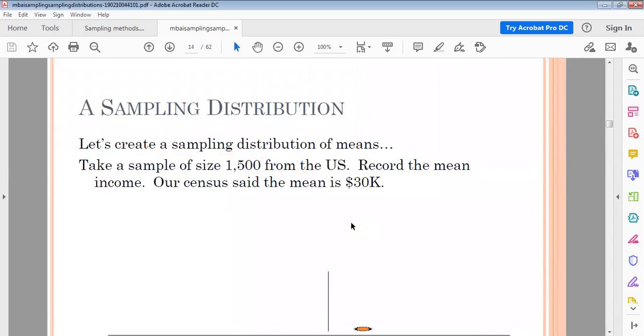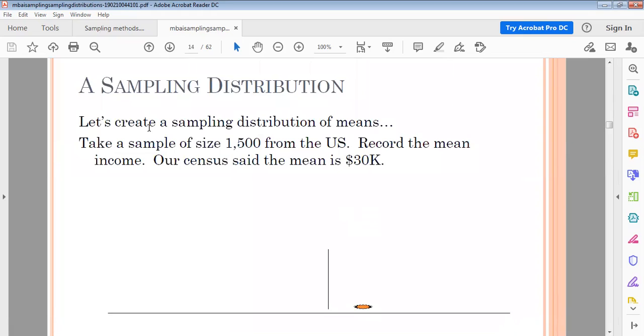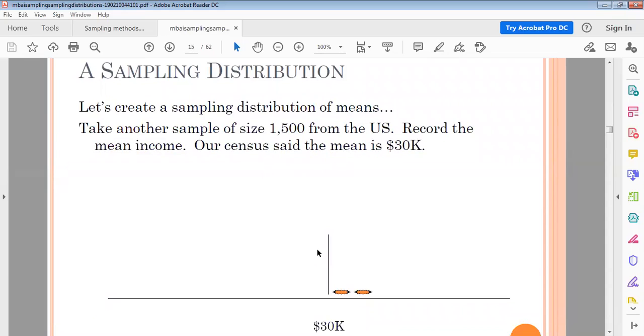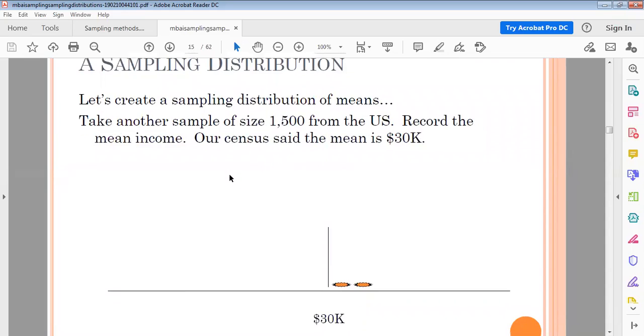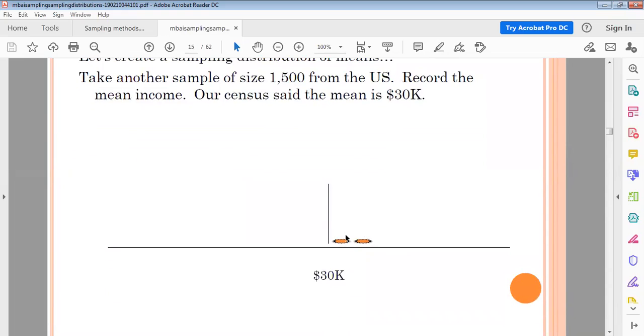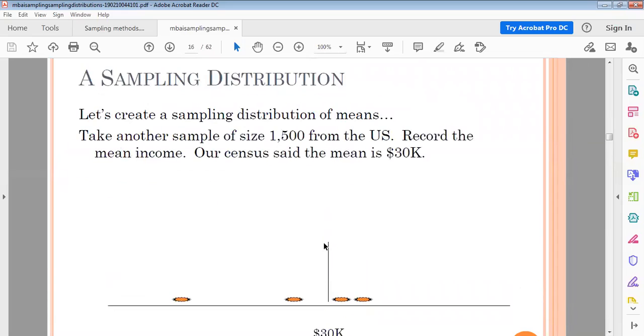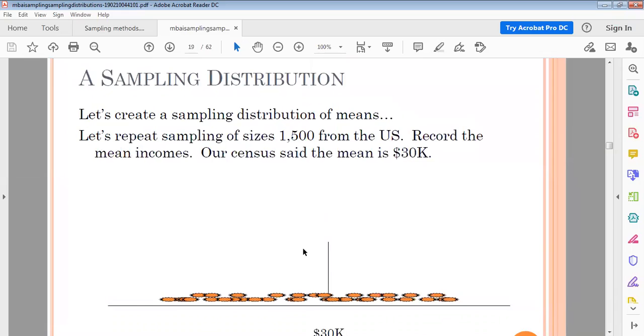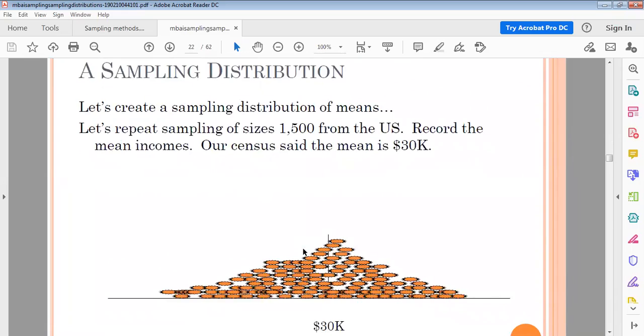Now what is a sampling distribution? Let's create a sampling distribution of means. You take a sample of size 1,500 from the US and record the mean income. Our census said that the mean is $30,000. This is the sample mean. A sampling distribution is built from samples, 3, 4, 5, and so on, will come.